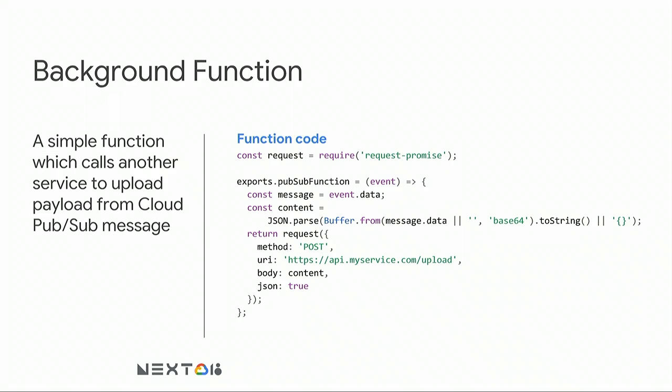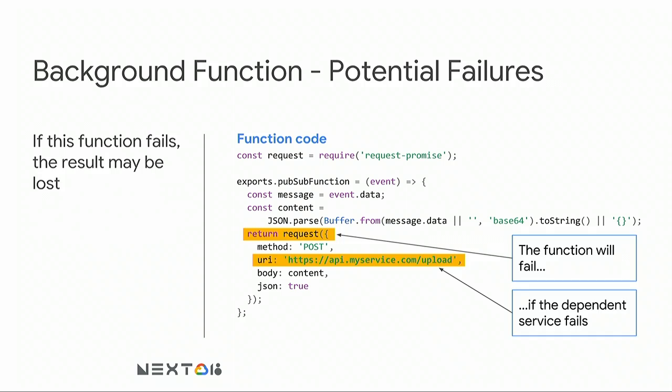This is a simple background function. It also uploads data to another system. This time it extracts the contents from the Cloud Pub/Sub message payload. Similar problem here. If the dependent service fails, the function will fail because we return the promise as the function result.